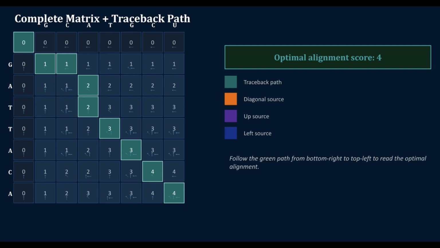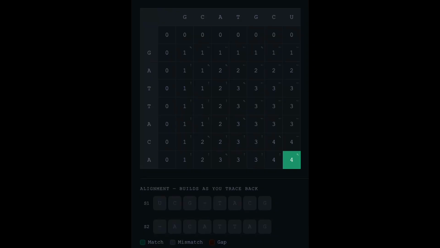Starting from the bottom right, we follow the arrows back to the origin. A diagonal move means both sequences advance, match or mismatch. A horizontal move means a gap was inserted in one sequence. A vertical move means a gap in the other.